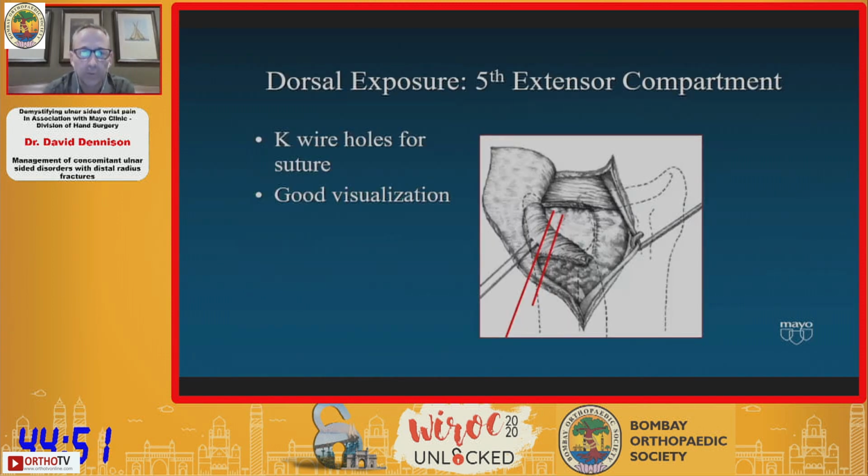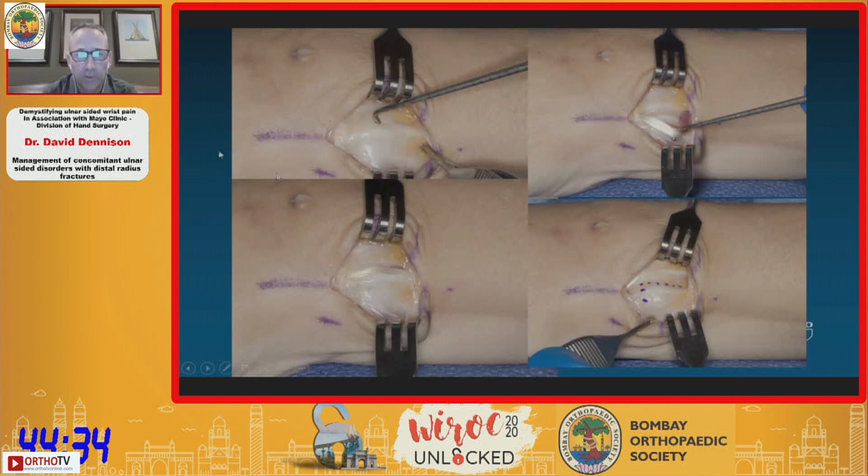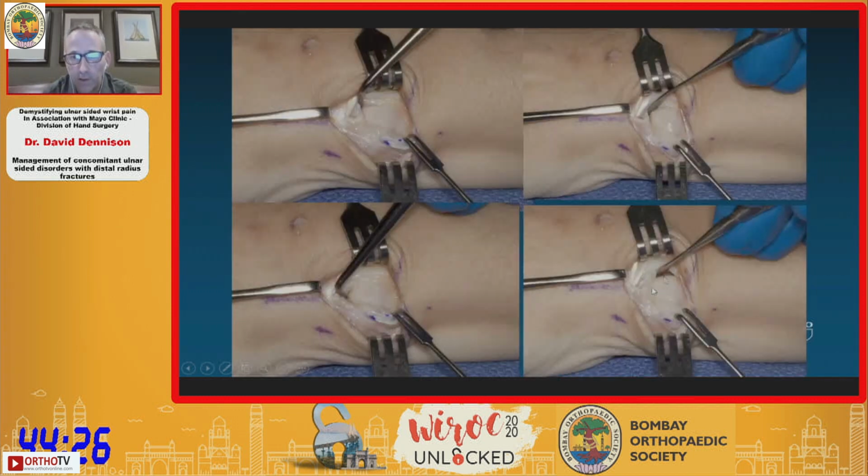More commonly, we will do a dorsal exposure through the floor of the 5th compartment with K-wire holes through the ulna and into the fovea, and then use sutures through the TFC and then back through the bone tunnels, which are the red lines here. It allows good visualization of the joint. This is an example with the fingers to the left, elbow to the right, 5th compartment. We can find the tendon, pull it aside. Here's our capsulotomy with the tendon pulled aside. We can explore the DRUJ here.